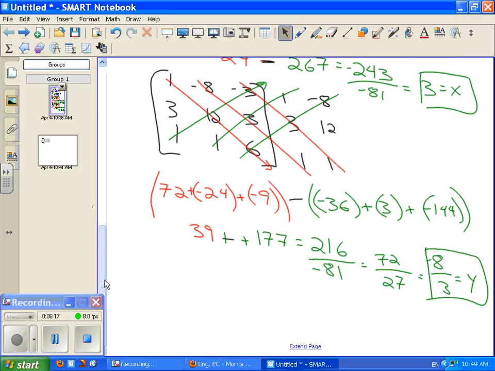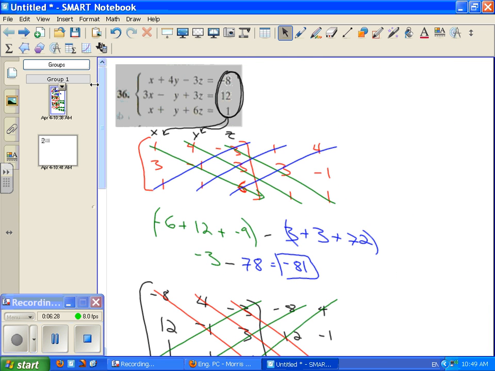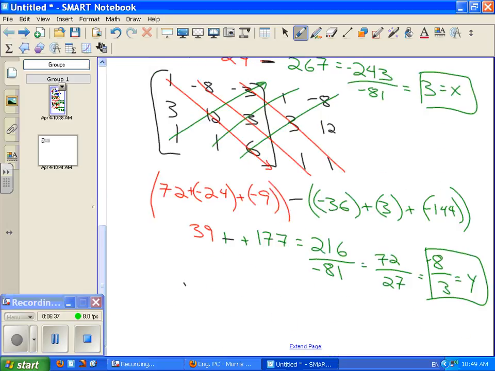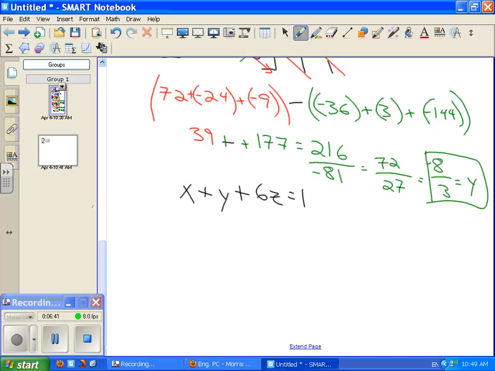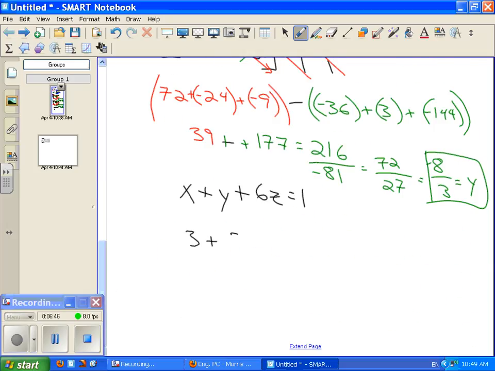Okay. All right, well, I have 2 of them now, so do I have to do that to find the third one as well? No, you don't have to. You can pick one of these equations up here and plug those 2 into it. Any of those that you like better than another? Bottom one's probably not too bad. So x plus y plus 6z equals 1.